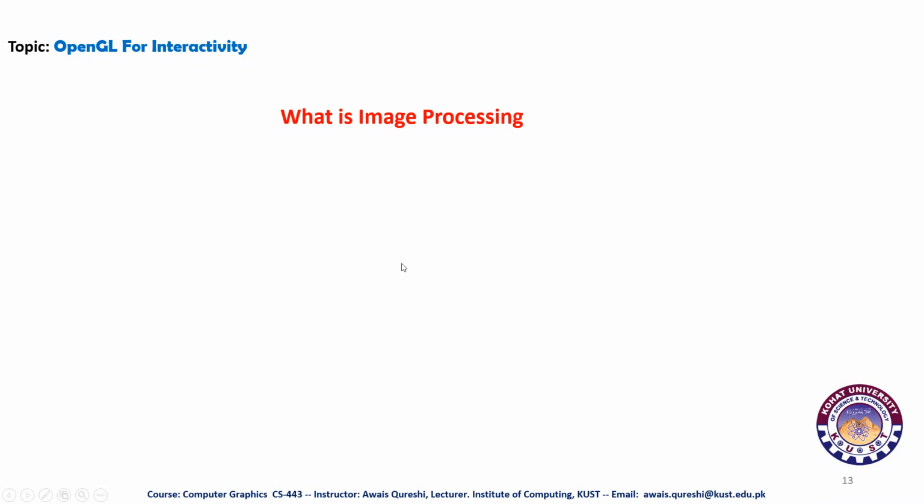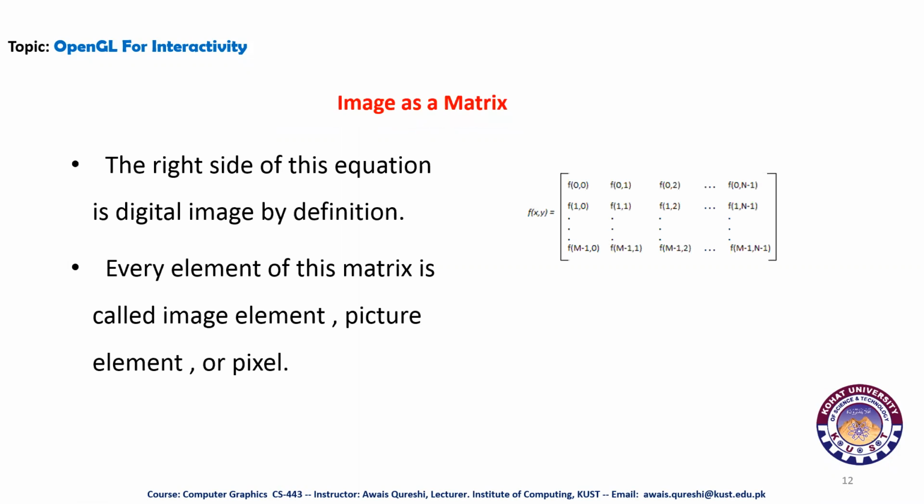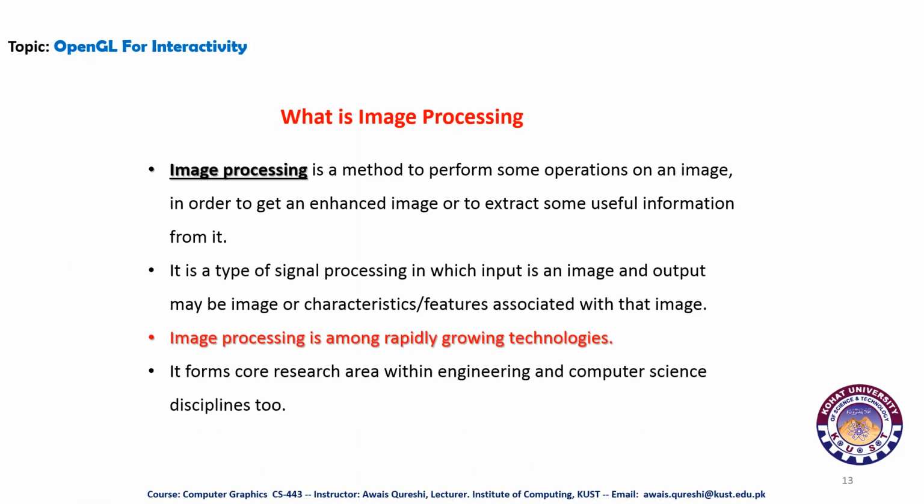Welcome back, students. So let's discuss what is image processing. We have seen how we represent an image as a matrix, and now we are going to see what is image processing. Image processing is a method to perform some operations on an image.